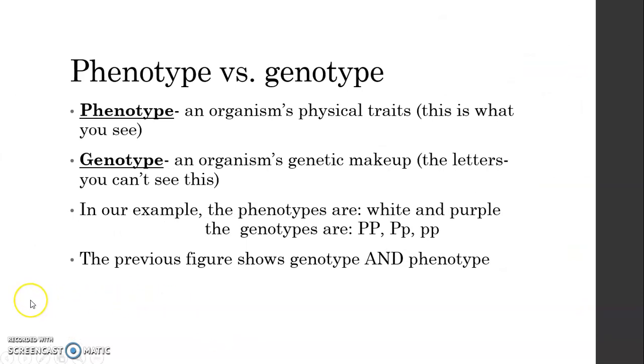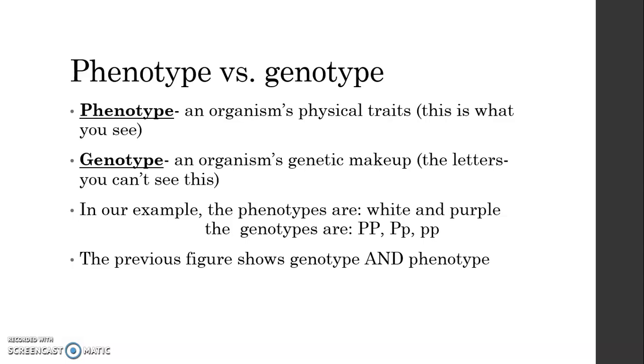So just some other terminology: the difference between a phenotype and a genotype. You may have heard of these things, maybe in middle school, and now you don't remember what they are. Phenotype is the organism's physical traits. The phenotype is what you see. So when I look at you, I see that you have brown hair, brown eyes, tan skin, you're 5'4", or whatever. That's your phenotype. That is what your physical traits are. The genotype is the organism's genetic makeup. So that would be the letters, the stuff that we can't see.